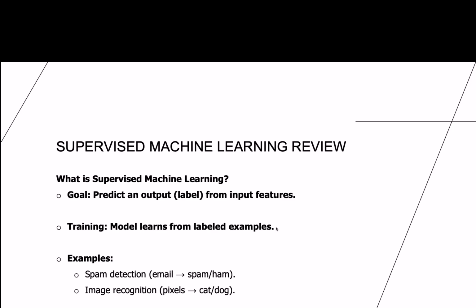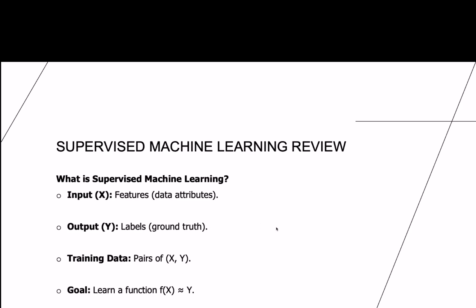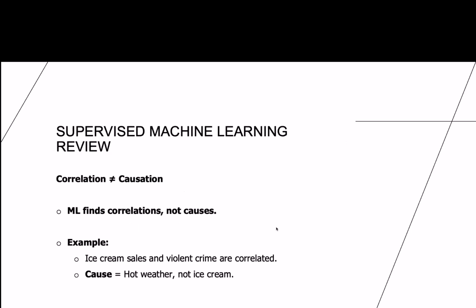Supervised machine learning trains a model to predict an output or label based on an input feature. It learns from labeled examples like emails marked as spam or not. The model learns a function that maps inputs to outputs. For example, predicting whether an image shows a cat or a dog. While machine learning finds strong predictors, it doesn't explain the mechanisms behind those predictions. For causal questions, we need more than correlation.